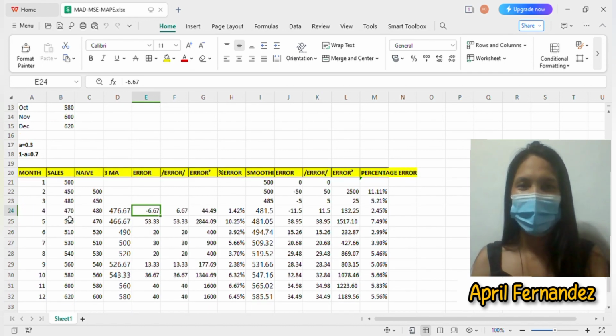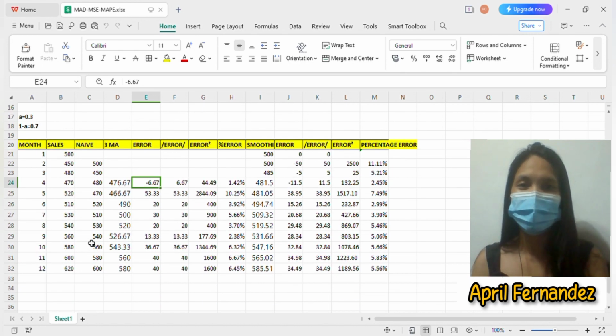For example, the demand of smartphones in January was 500 units. The forecasted demand for February would also be 500 units.